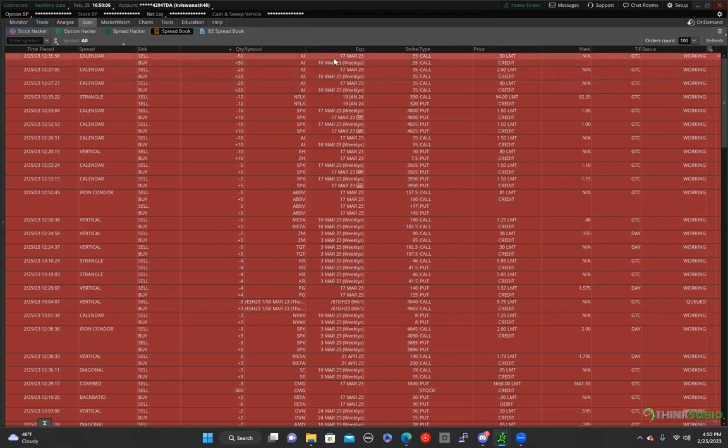It looks like the same person, most likely. They're buying 10th March and then selling 17th March, 35 calls. And that's a calendar spread. They're collecting good premium right here. They have a limit price. One guy wants 200 per contract.